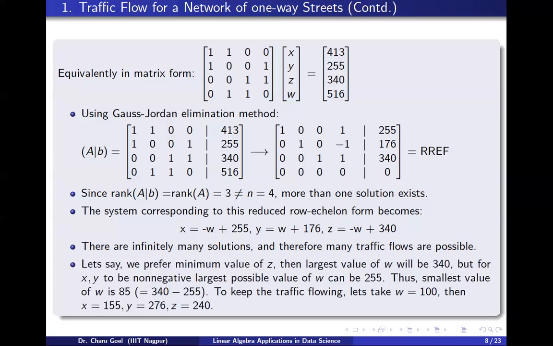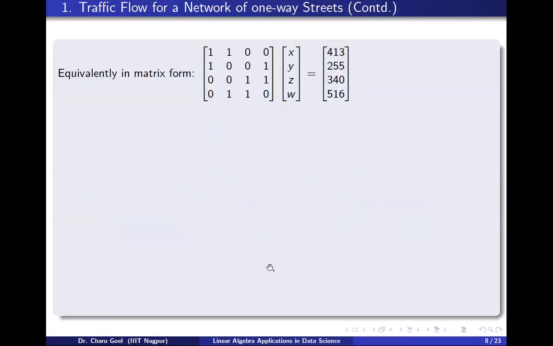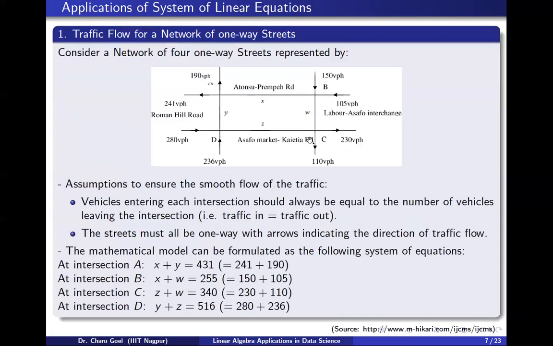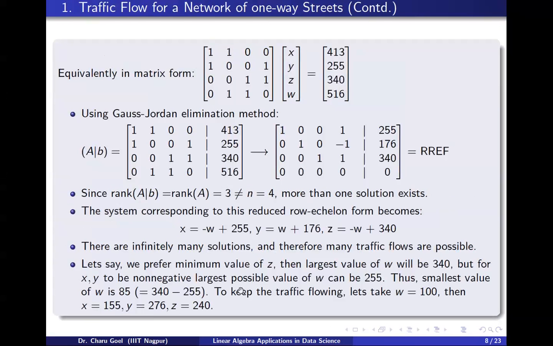So let's say we prefer minimum value of Z. Why do we prefer minimum value of Z? Because that was the junction which was heavily crowded. Because here also too many vehicles are passing, 516, and here only 340 are going out. So we really have to take care of this junction. So let's say we prefer minimum value of Z.